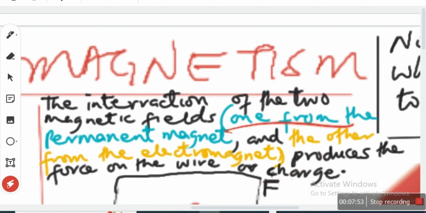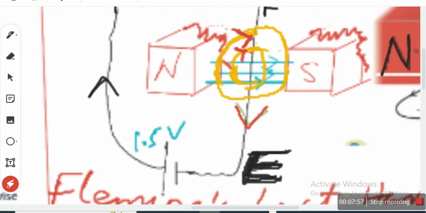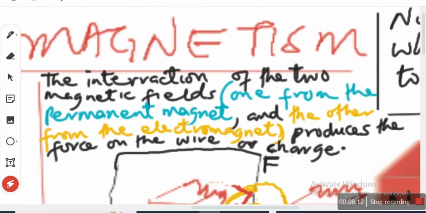One from the permanent magnet. Incidentally, I decided to represent it in blue. You see, this is a north pole of a permanent magnet. This is a south pole of the permanent magnet. Magnetic lines of force run from north to south. That's what I represented in blue. There's a magnetic field in blue from the permanent magnet, and then the other from the electromagnet. Is it not?